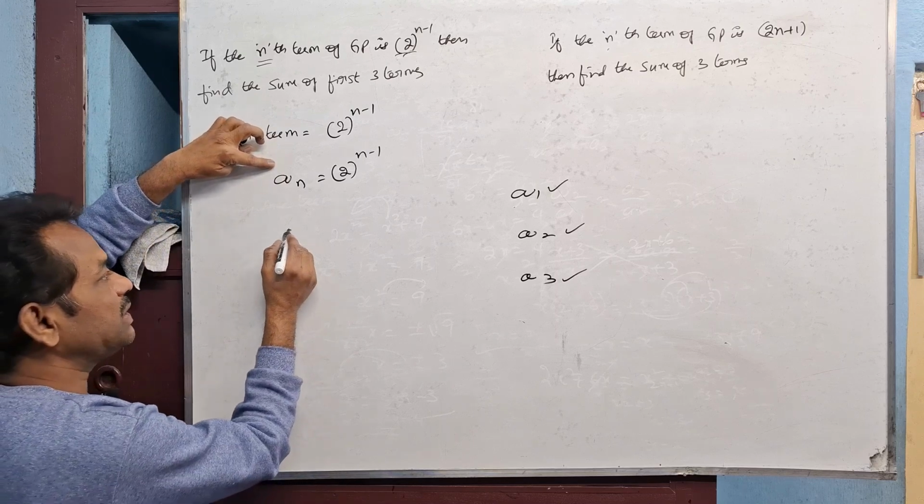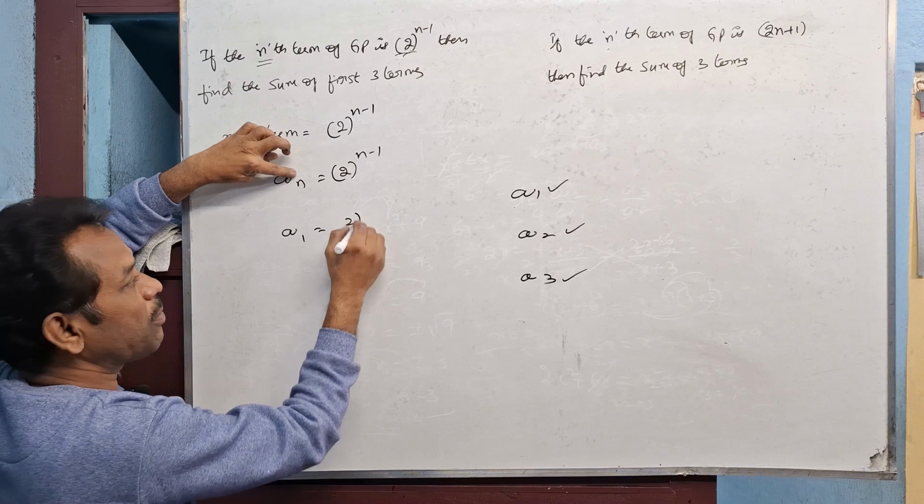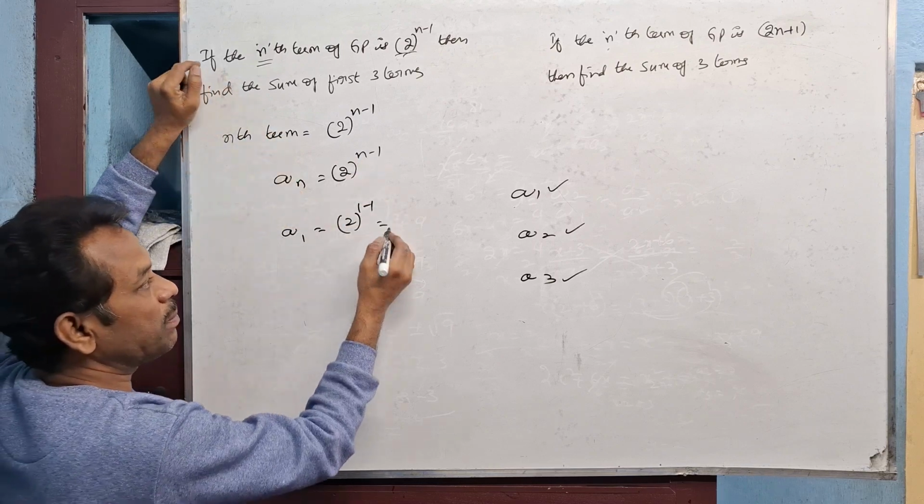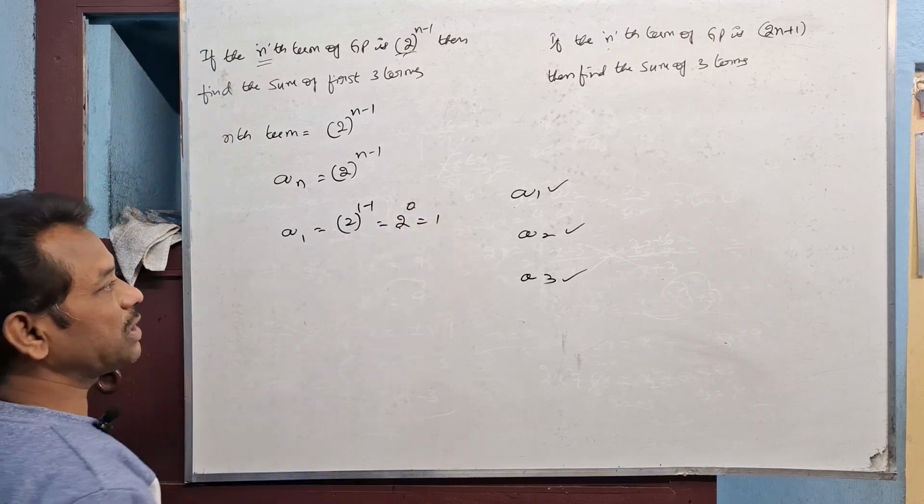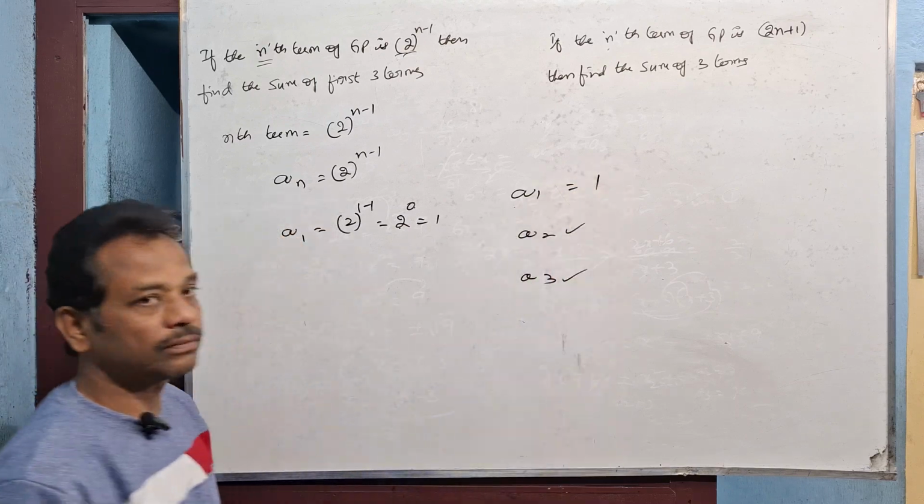So let me find a1 first. a1 is nothing but the value of n is 1 now. So 2 to the power of, in the place of n, let me take 1. So 1 minus 1, that means 2 to the power of 0. Anything to the power 0 is 1. So here we got the first term as 1.